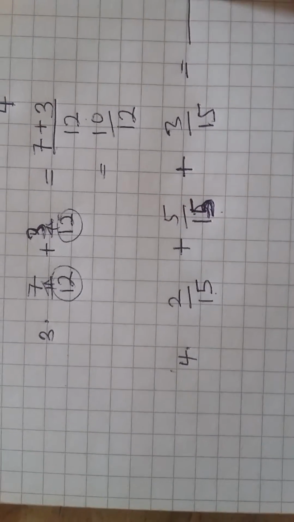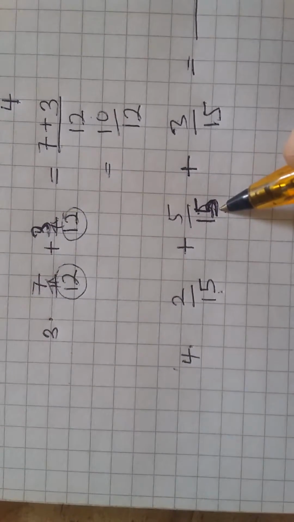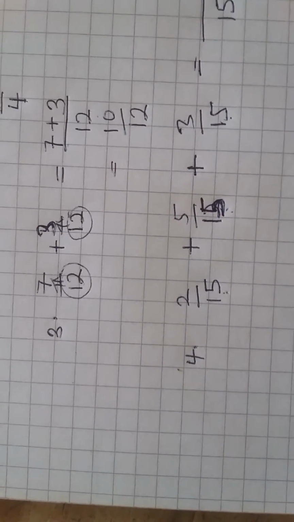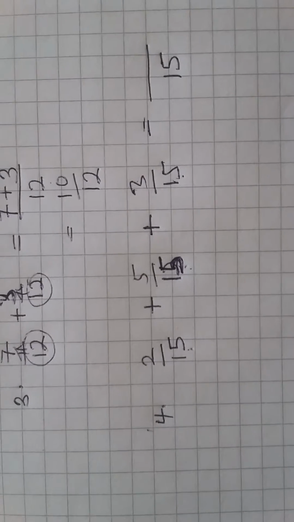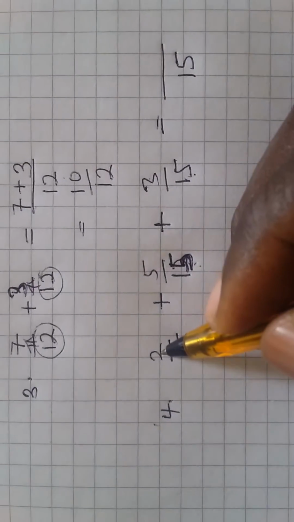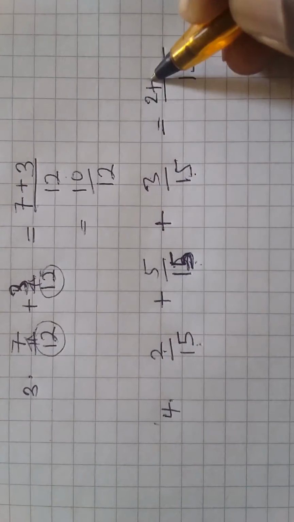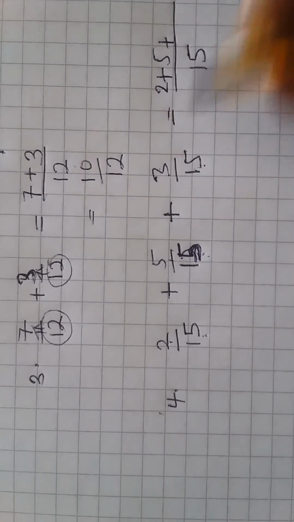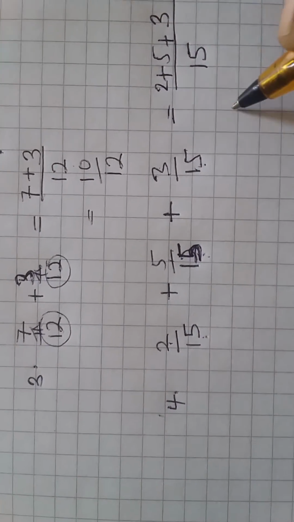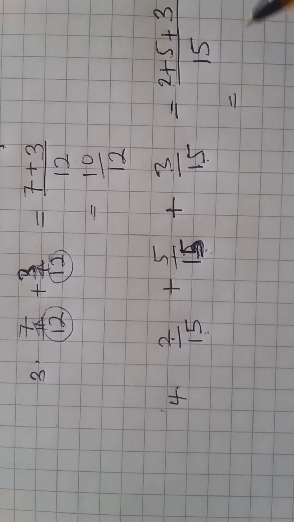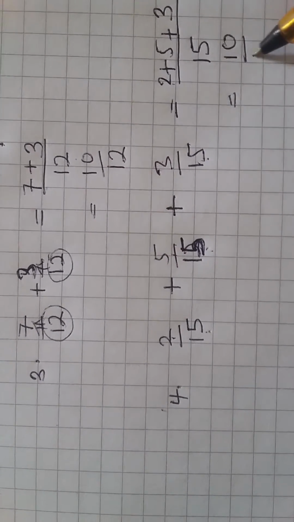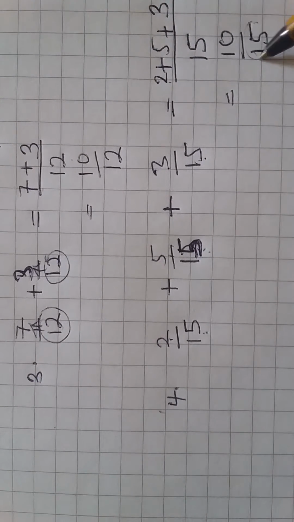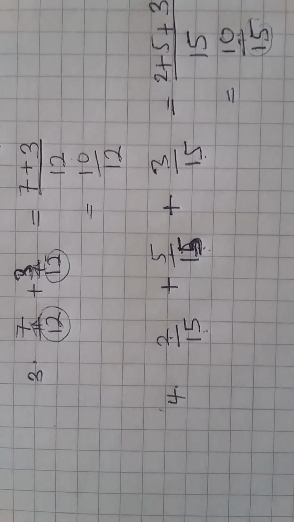This will be equal to the same 15 people. However, the number of items they are going to share will be the one they were given first, 2, plus the one they were given second, 5, plus the one they were given third, which will be what? 3. This will be 7 plus 3, which is 10, out of what? 15. So now what we are saying is that these 15 people have 10 things to share.